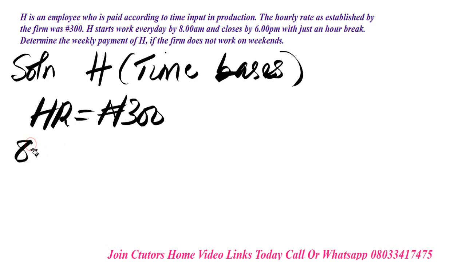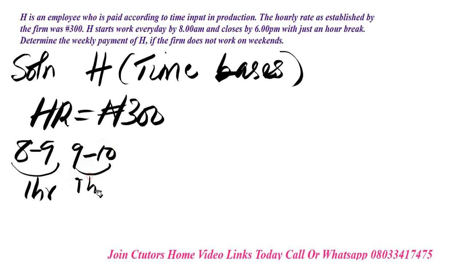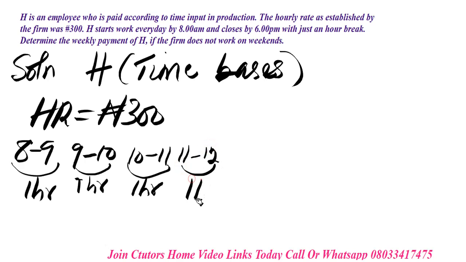Between 8 o'clock to 9 o'clock, we have 1 hour. Then between 9 to 10 o'clock, we have another 1 hour. Between 10 to 11, we have another 1 hour. Between 11 to 12, we have another 1 hour. So let's take it that between 12 to 1 is a free period. This time is exempted.